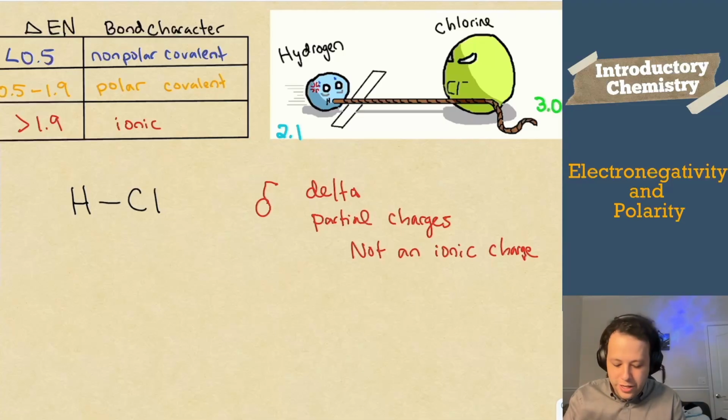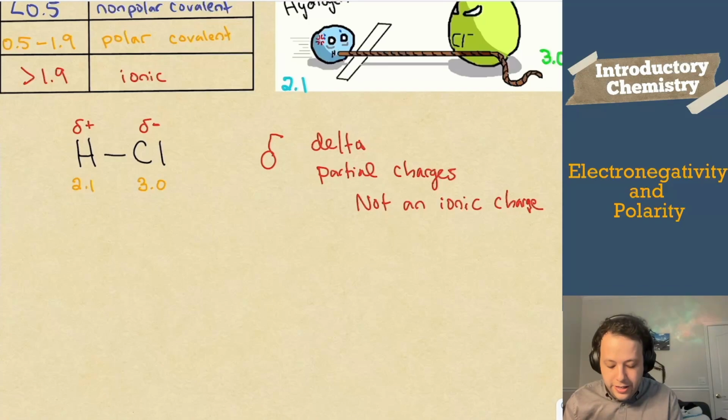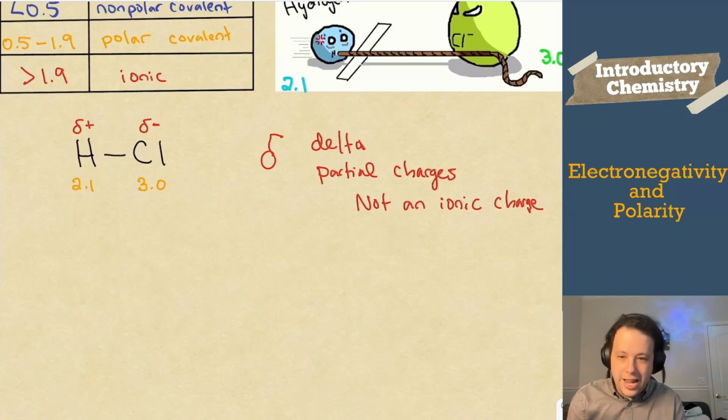So the way that we would label it is we would look at the two values. Chlorine was a 3.0, hydrogen's a 2.1. So we can label chlorine as a delta negative and hydrogen as a delta plus, telling you that the charge is slightly more on chlorine. It's uneven.